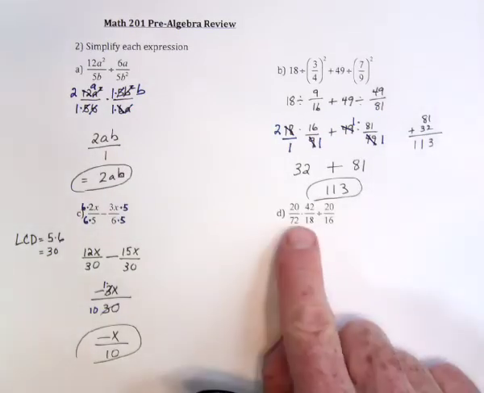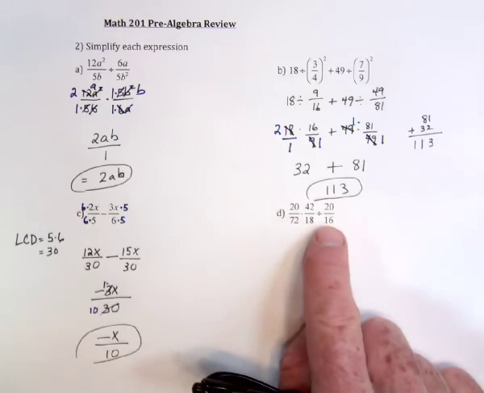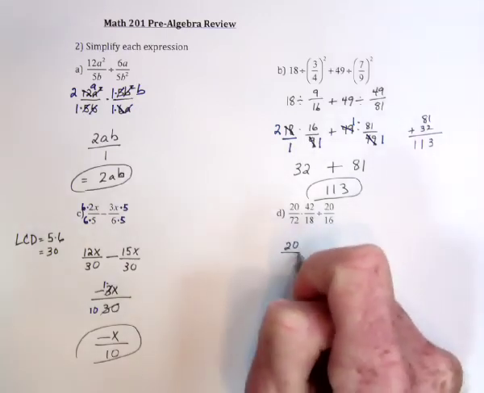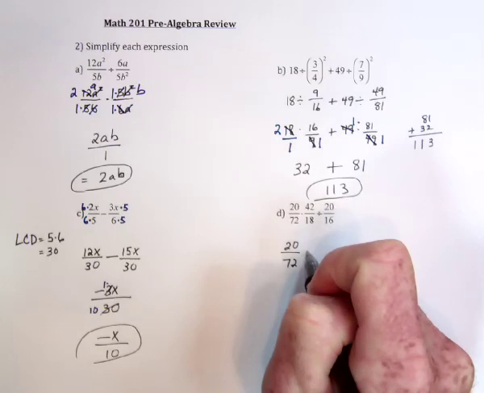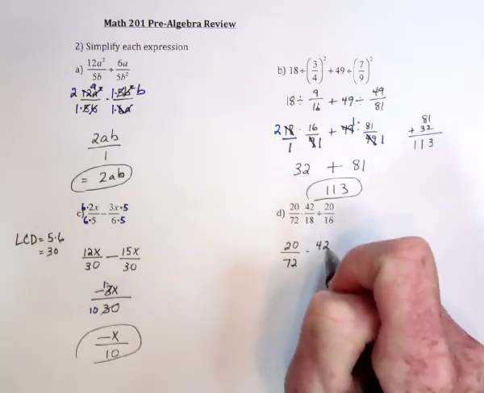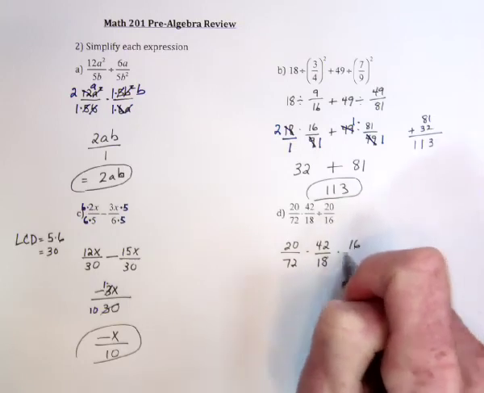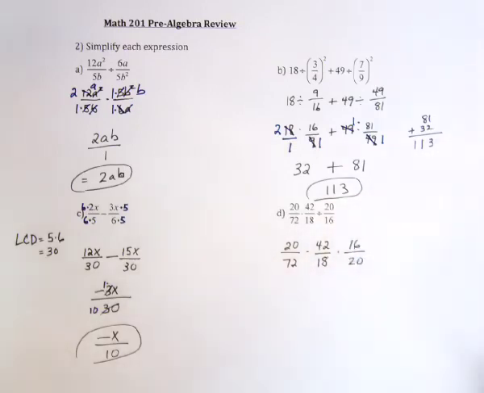So this is saying multiply, this is saying divide. Again, to divide fractions, you invert and multiply. So I'm going to leave the other ones alone for now. 20 over 72, 42 over 18, 16 over 20.